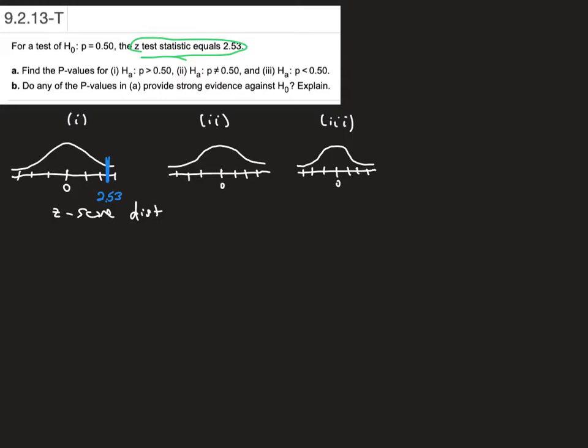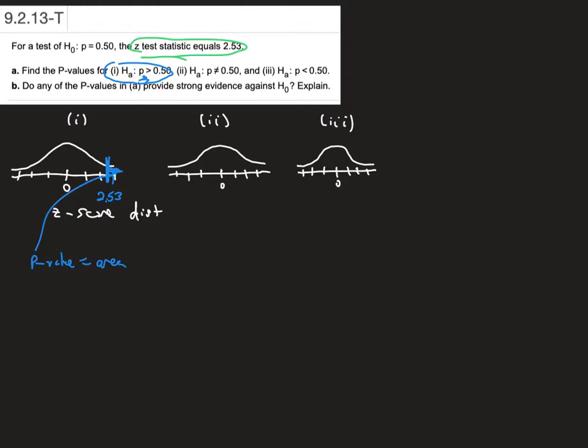So in Roman numeral 1, they're saying consider the alternative hypothesis to have a greater than symbol. And like I said in class, you can think of the inequality symbol as telling you which direction to shade. So a greater than symbol means shade to the right. So the shading would be the p-value that I need. So whatever the area, p-value is the area of that shaded bit.